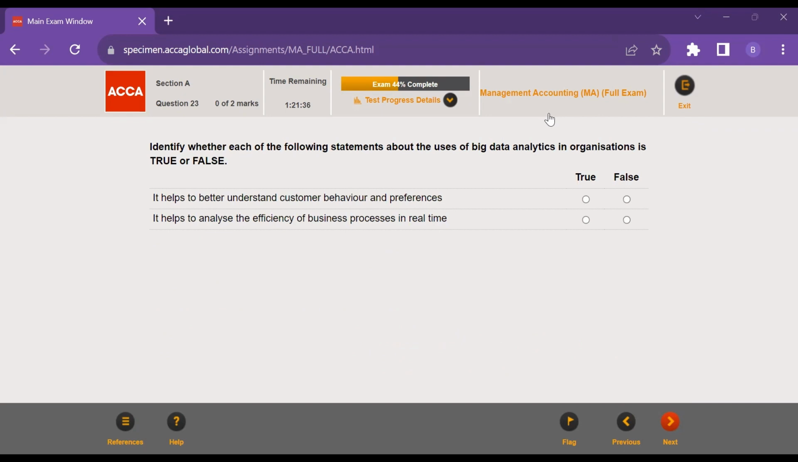Identify whether each of the following statements about the uses of big data analytics in organizations is true or false. So it helps to better understand customer behavior and preferences. Now this is very true, because when you are using big data, you will definitely be able to gain better insights into what customers like more, what are they choosing more. So definitely this will help you to understand better the behavior and their preferences. It helps to analyze the efficiency of business processes in real time. Now this is also true, because big data analytics will help you to also find out which process you are doing well and which process you are not doing well.